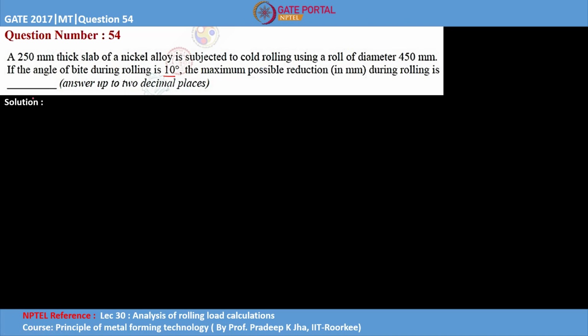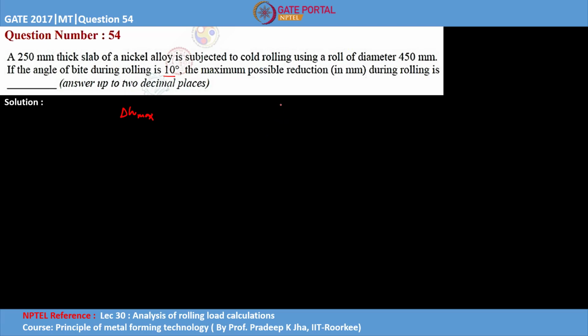So to know more about the problems involved in rolling, you can refer lecture number 30, Analysis of Rolling Load Calculations, from the course Principle of Metal Forming Technology by Professor Pradeep K. Jha from IIT Roorkee. So in this problem, we have to calculate the maximum possible reduction, that is delta H max. So what is basically this maximum possible reduction?